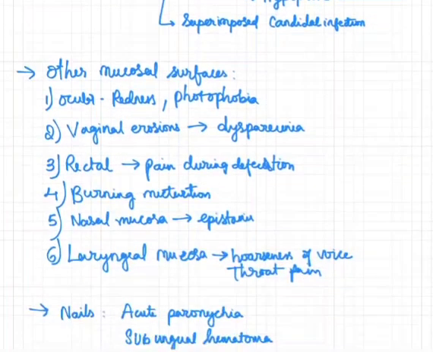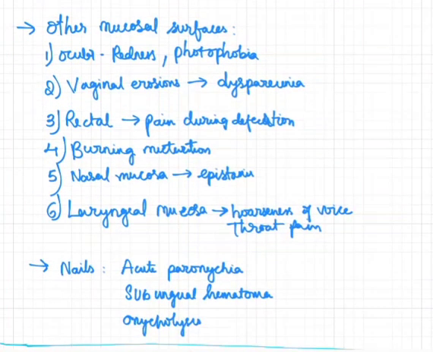Other mucosal surfaces that can be affected in pemphigus include the ocular mucosa, where there can be redness and photophobia, the genital mucosa, where vaginal erosions cause dyspareunia, and the rectal mucosa, which, if affected, can cause pain during defecation. If urinary mucosa is involved, then burning micturition can occur. If nasal mucosa is involved, there can be epistaxis, and if laryngeal mucosa is involved, there can be hoarseness of voice and throat pain. Nail changes include acute paronychia, subungual hematoma, and onycholysis.